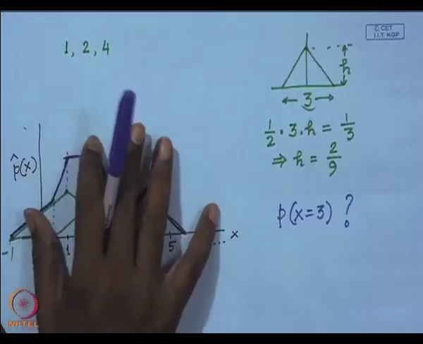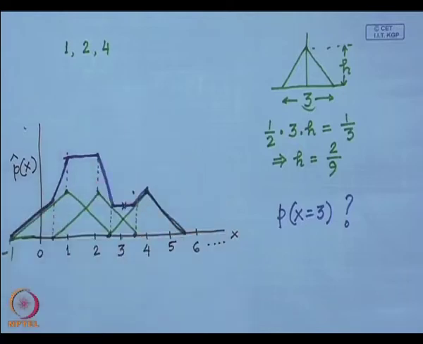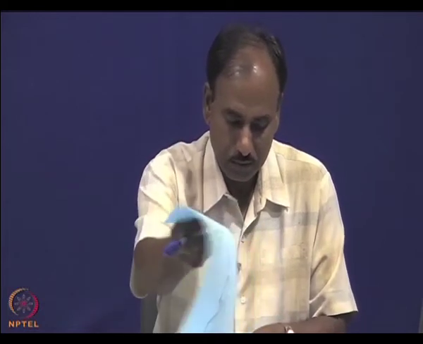So, once I understand that this is nothing but a convolution operation, I have another way of estimating the probability density at location, say, x equal to 3. Because it is a convolution operation, I can simply put it like this.